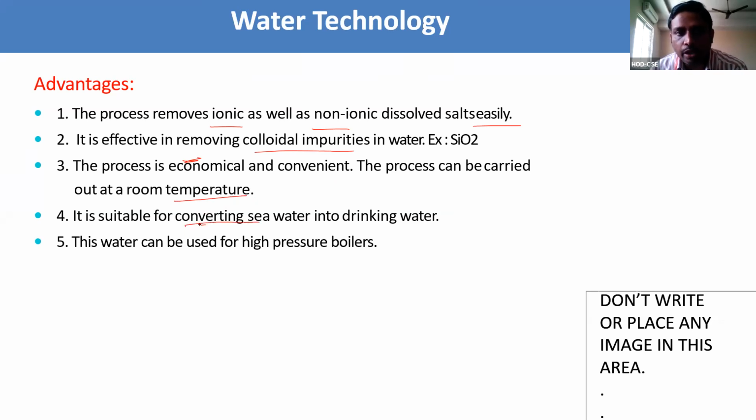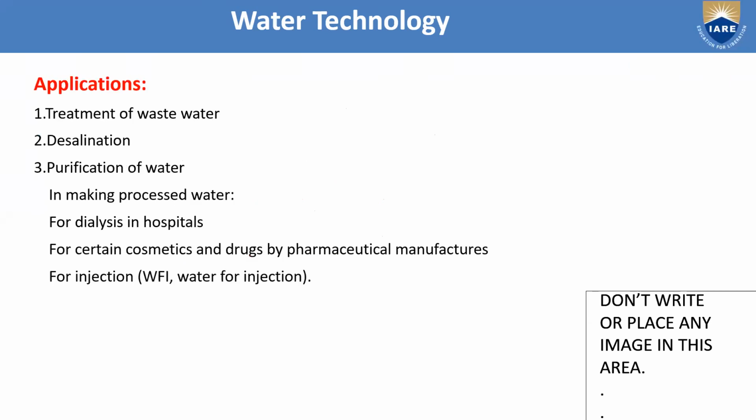Already you know this. We are using this to convert seawater to drinking water, fresh water. This water can be used for the high pressure boilers. These are the advantages of reverse osmosis.